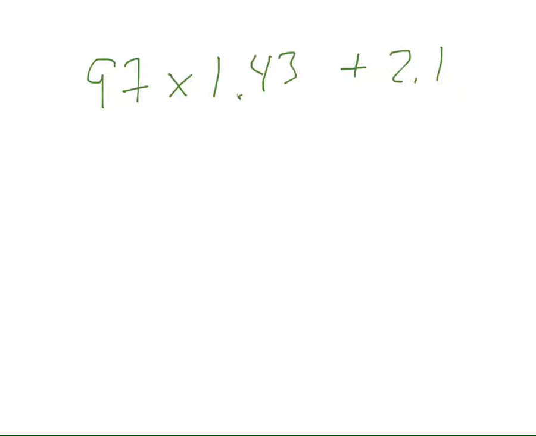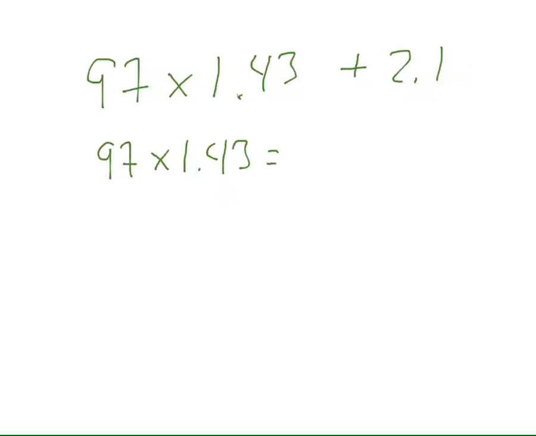Okay, so remember way back in your math class, you probably had this thing called the order of operations, which tells you which one to do first. So what do you do first? Do you multiply first or do you add first? You multiply first. So first thing I'm going to do is take 97 times 1.43. And what's that give me?